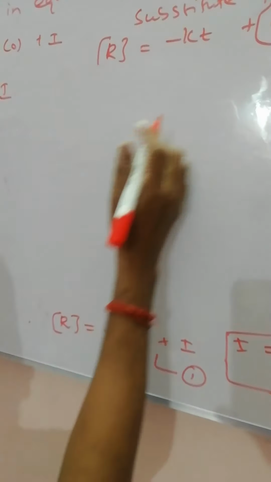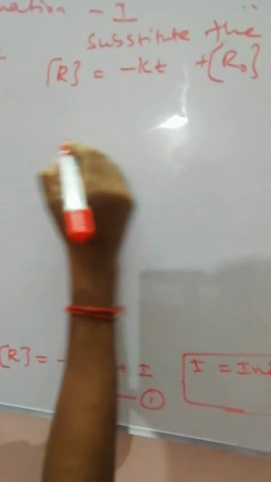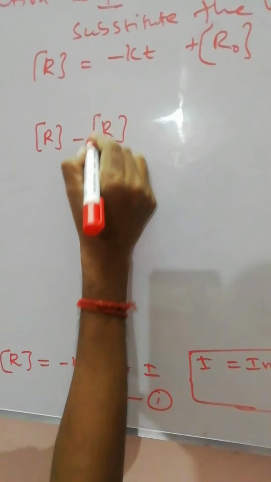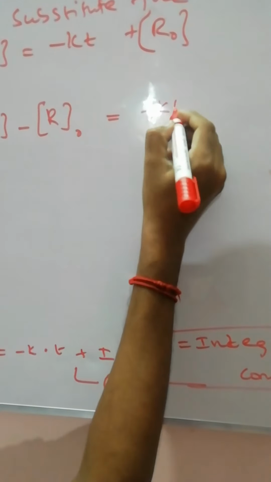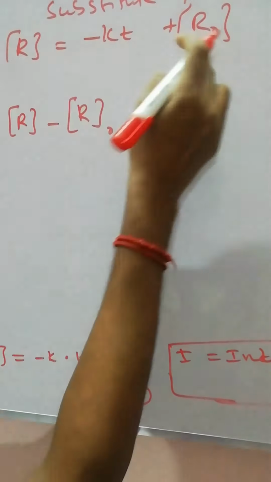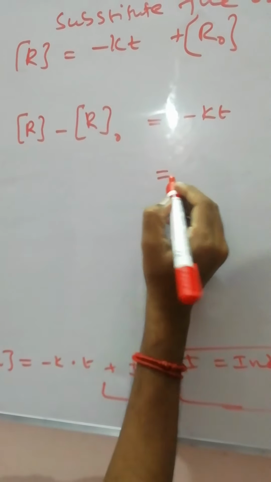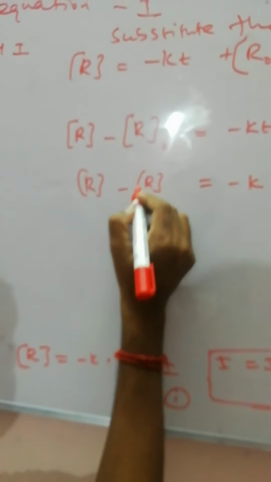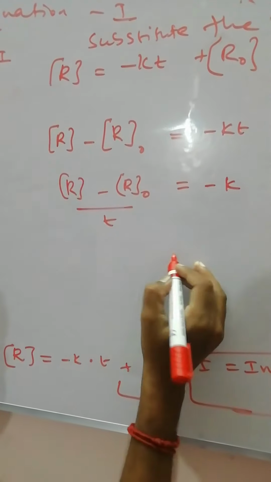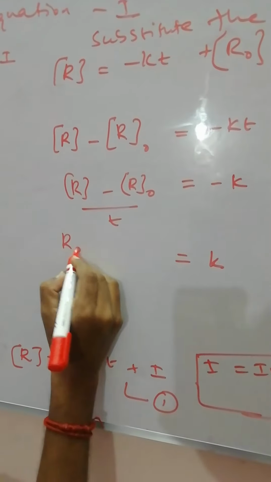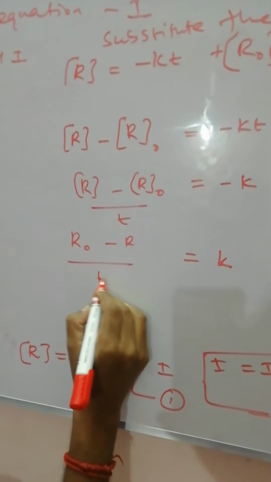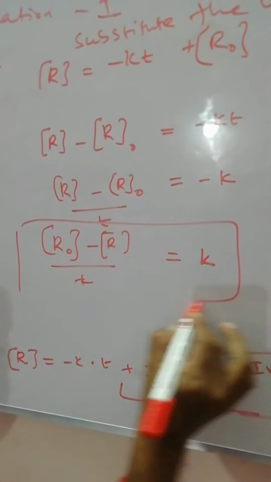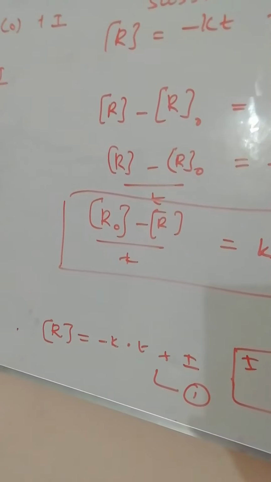Here, R0 coming to the other side means R minus R0 is equal to minus Kt, right? We can do like that. So minus K is equal to R minus R0 by t. Numerator becomes denominator. K is equal to R0 minus R by t. So this is the zero order equation derivation.